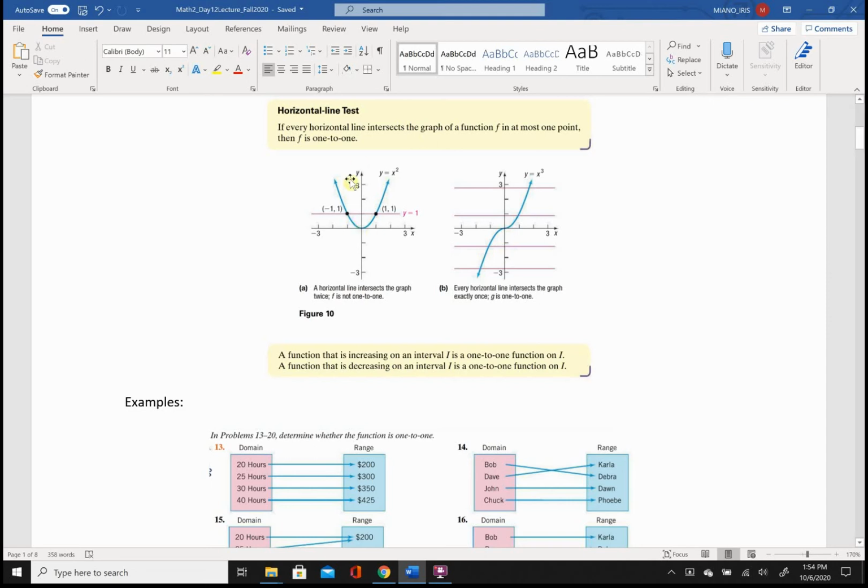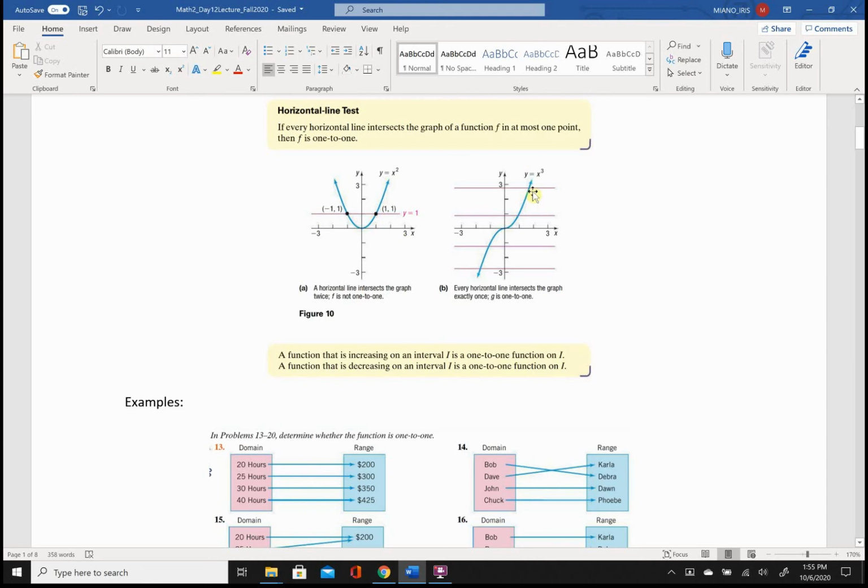If at any point in your trajectory, which we have in blue here for figure 10, a horizontal line crosses it more than once, the function is not one-to-one. In part A, we have the blue trajectory being crossed twice by a representative horizontal line at y equals 1. Since there are two crossings of a horizontal line, that means it is not one-to-one. This is y equals x squared. y equals x squared is not one-to-one. It is a function, but it isn't one-to-one. It fails the horizontal line test.